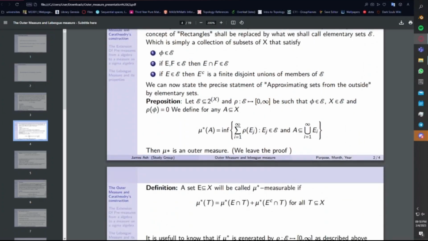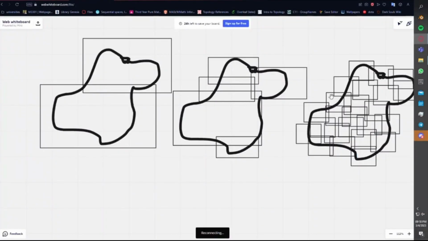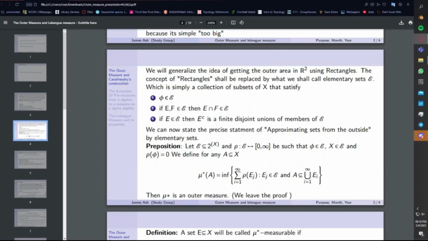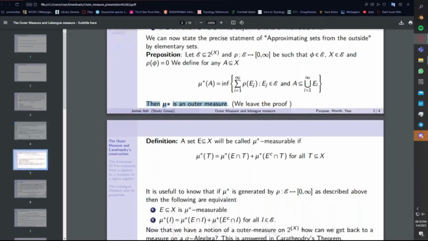So once we have a concept of elementary sets, now we speak about what I said earlier, where we take finer and finer covers, and then we take the infimum over them. This is precisely what is stated here. So for any elementary sets and a set function, for example, this could be the area of rectangles in R2, we of course give the empty set measure 0. We define for any set A this outer measure, where it's the infimum of the sum of measures over every single cover. And that's the idea behind the outer measure. This does define an outer measure, but I won't go too much into the proof for it right now.